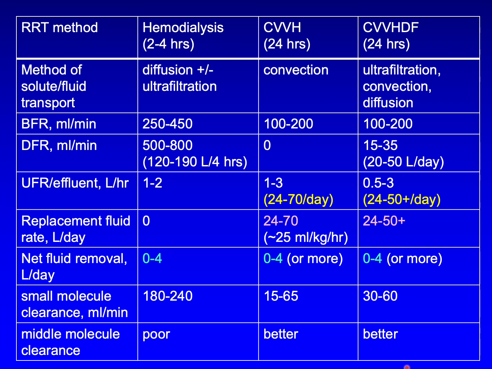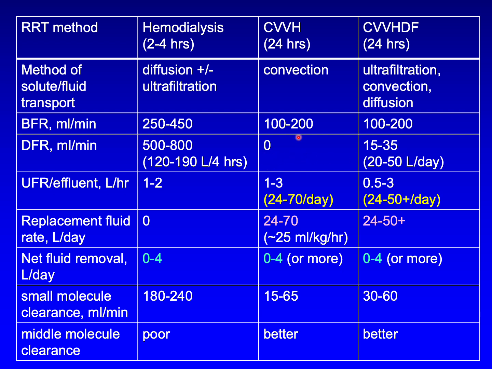Now for our comparison of the 3 artificial modalities of RRT: hemodialysis, CVVH, and CVVH-DF. Hemo employs diffusion plus minus ultrafiltration. CVVH uses convection, and CVVH-DF uses ultrafiltration, convection, and diffusion. So notice that the blood flow rates of the 2 continuous therapies are lower than for a 4-hour dialysis where you're trying to get everything done in a short time. The dialysate flow rates are also a lot lower with the continuous therapies.